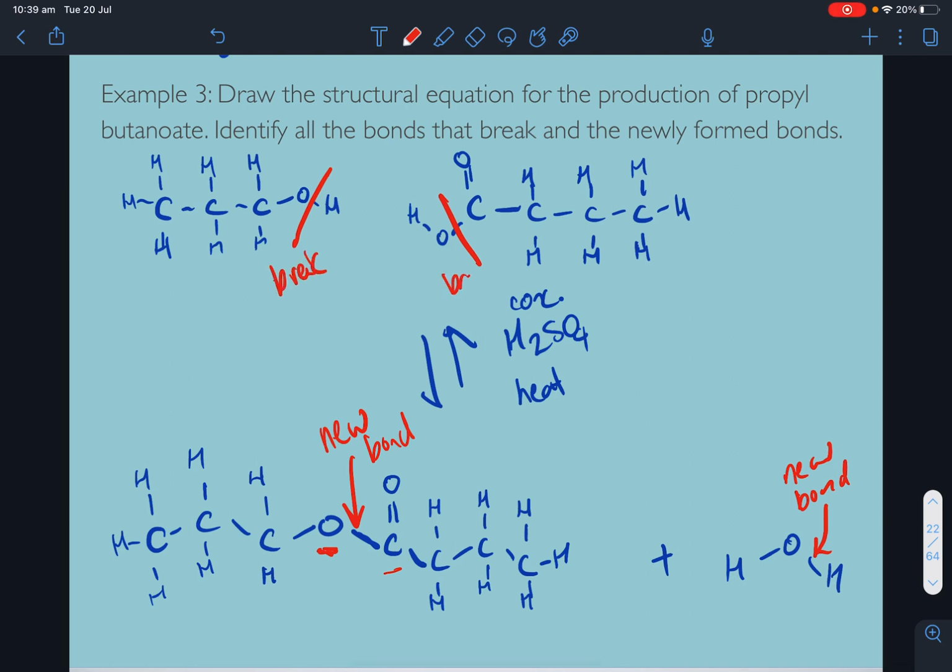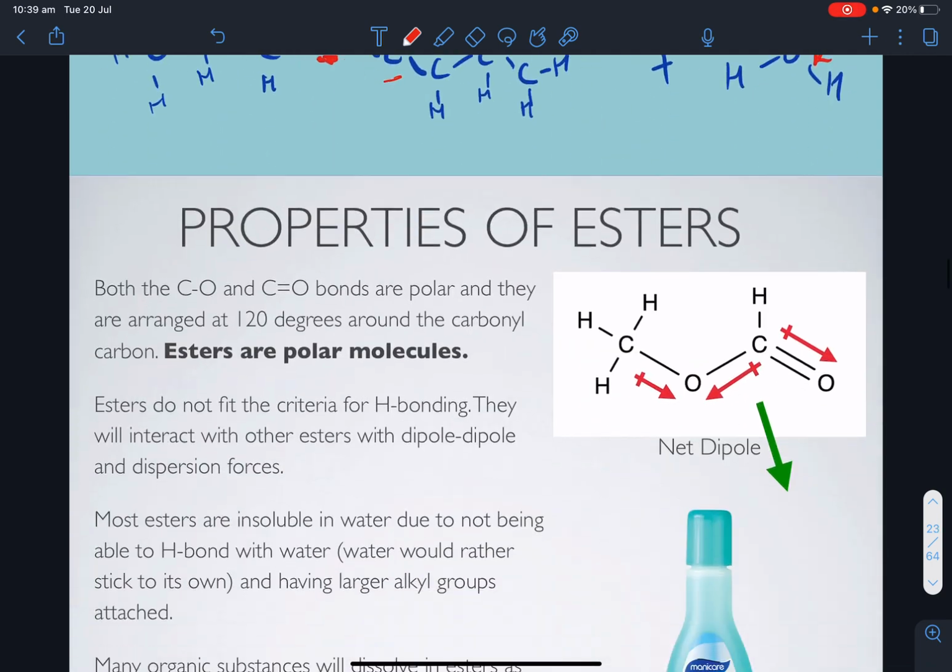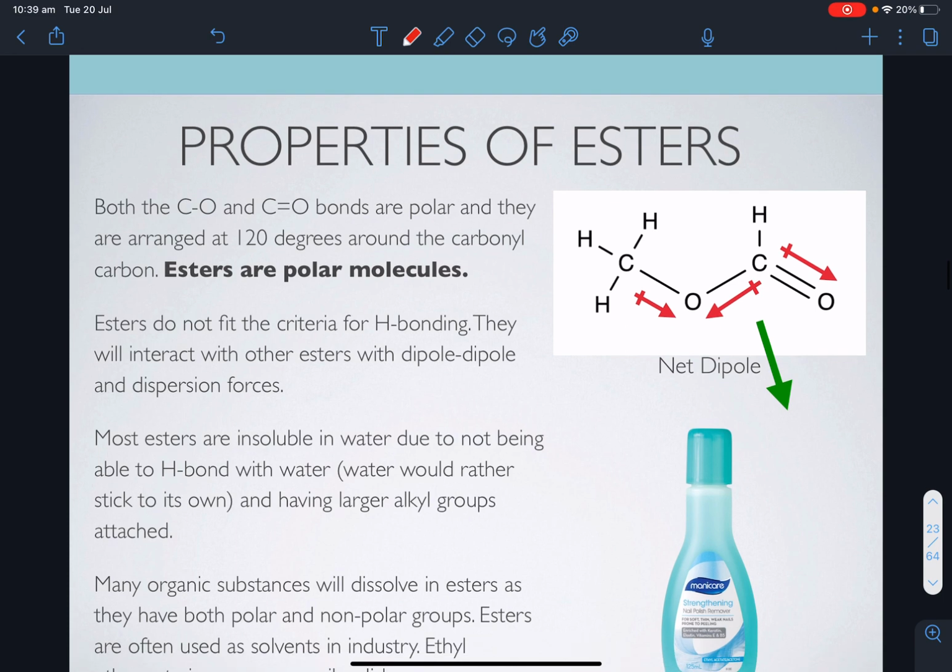and break. Okay, draw the structural equation for the production of this. Yep, propyl butanoate. Identify all the bonds that break and the newly formed bonds. I think we've done it. All right, properties of esters. Let's keep going.